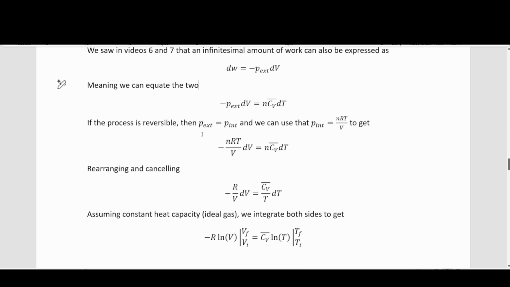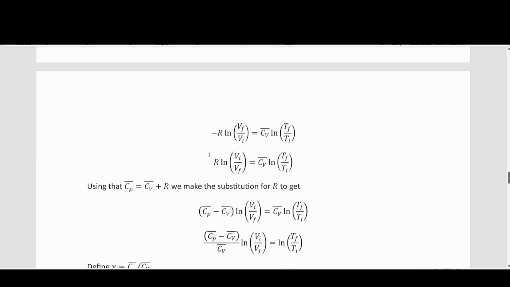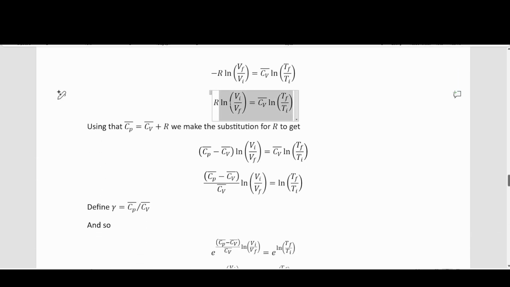If the process is reversible, then the external pressure is always equal to the internal pressure, and we can use that the internal pressure is equal to nRT over V, so we end up with this right here. If we do some rearranging and canceling, we end up with this one right here. Assuming constant heat capacity, so again, we're assuming an ideal gas, we integrate both sides to get this right here, and when we do a little bit of rearranging, we end up with this right here. So R times the natural log of V_i over V_f equals our constant volume heat capacity times the natural log of T_f over T_i.